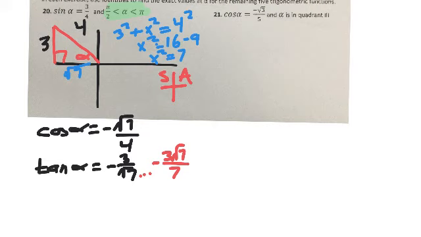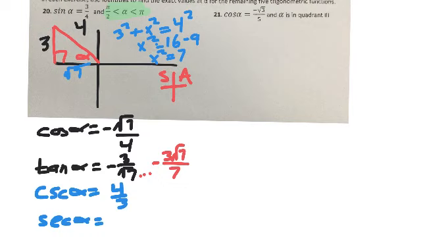Okay, then we go with the reciprocals. The reciprocal of sine is cosecant, so it's going to be positive. If sine was 3 over 4, cosecant is 4 over 3. The reciprocal of cosine is secant. Cosine was negative, so secant is going to be negative. I've got negative radical 7 over 4, so that's going to be negative 4 over radical 7. Then we have to rationalize that, so that's going to be negative 4 radical 7 over 7.